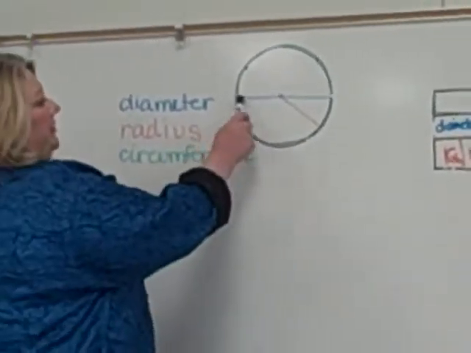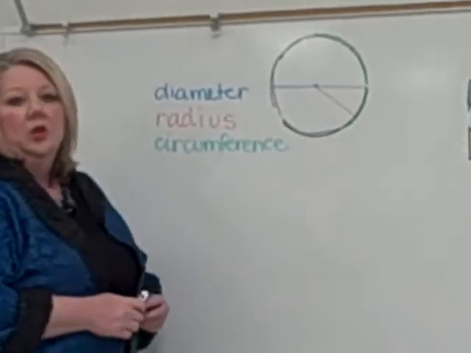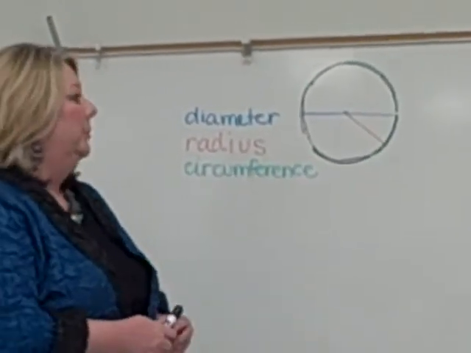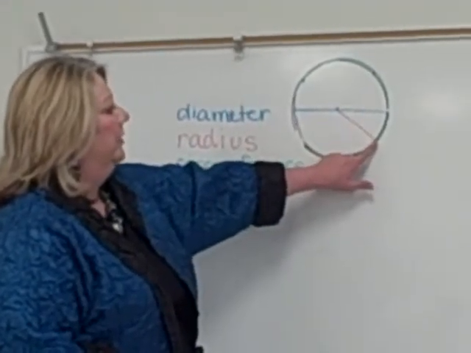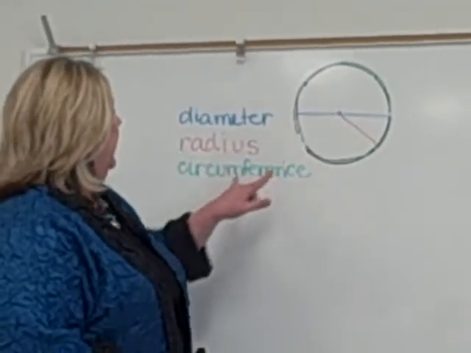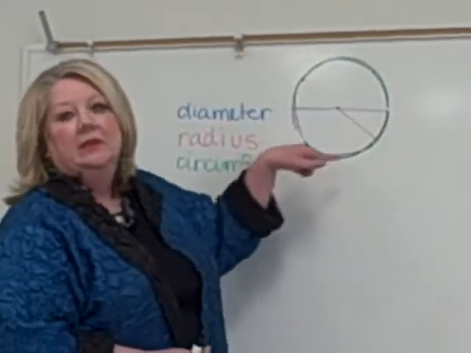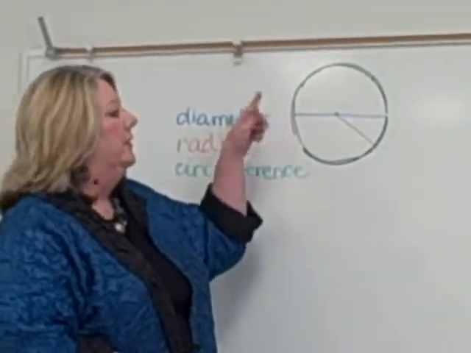The diameter, remember, is in blue. That's the distance across a circle through the center point. The radius is from the center point to a point out on the circle that's halfway, and then the circumference is the same thing as the perimeter or the distance around that circle.